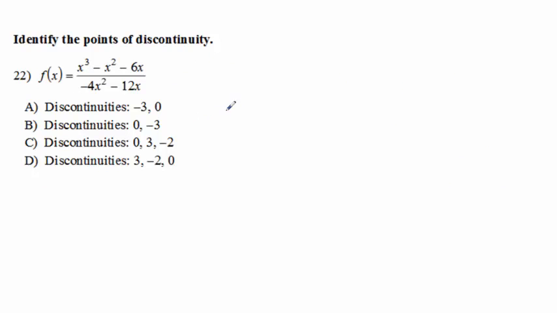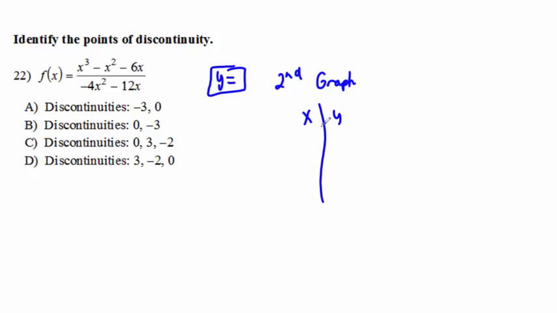So number 22 says identify the points of discontinuity. So what you want to do is plug this into y equals, and then press second graph to go to your table of values, and scroll through your table of values, which have x's and y's, and look for the places that say error. Any place that has an error is a discontinuity in your graph. And so you should see -3 and 0, which A and B both have as answers. Go figure. So either one of those would be correct.